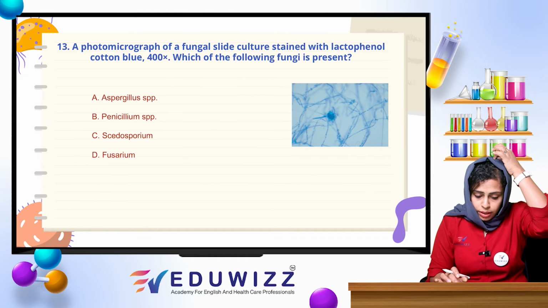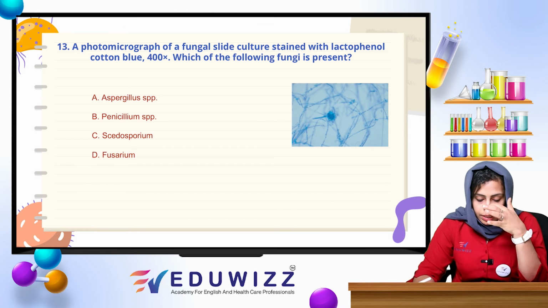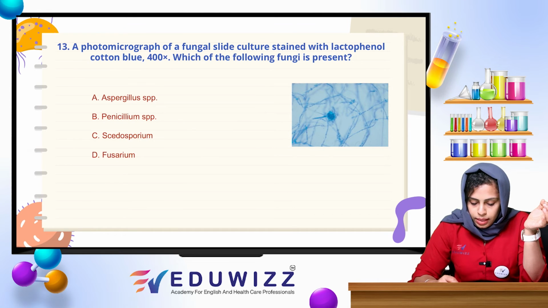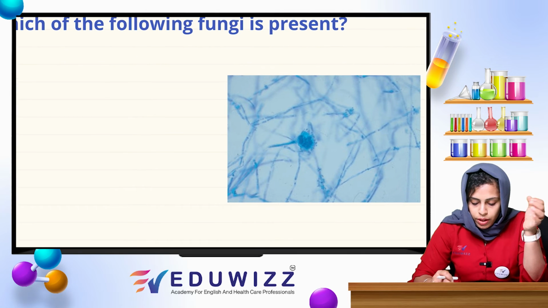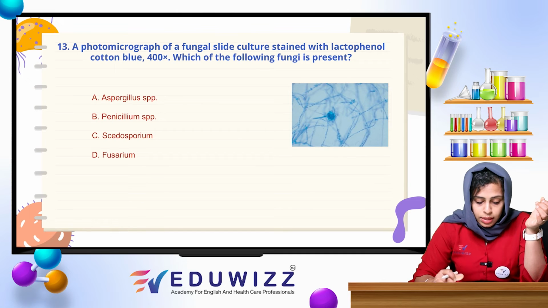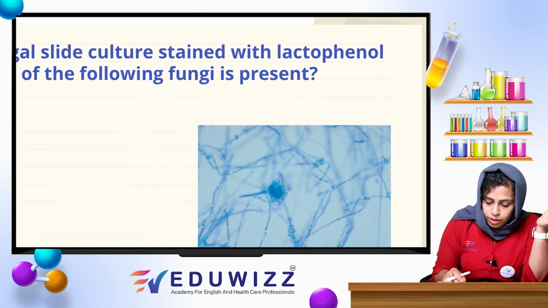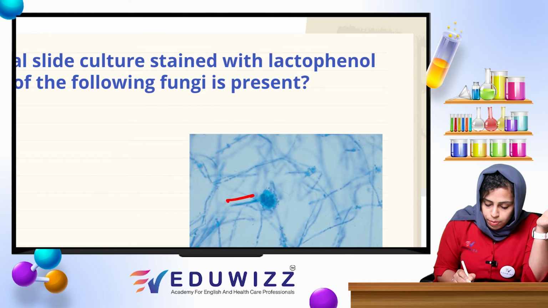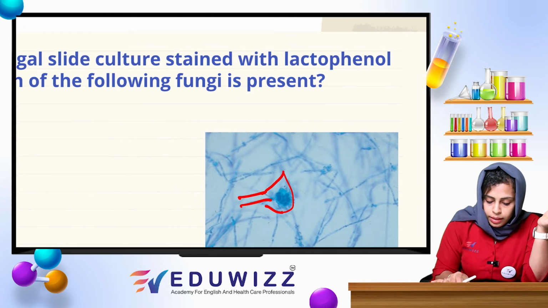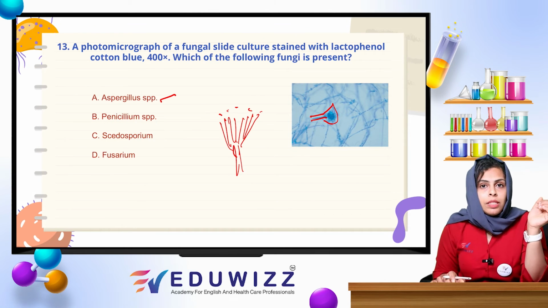Then the next question: a photomicrograph of a fungal slide is given in lactophenol, and which fungus is this? So here you can see it is indicated that it is Aspergillus species. You can see this structure of it. The Aspergillus has a structure like this. It is specific for Aspergillus species.